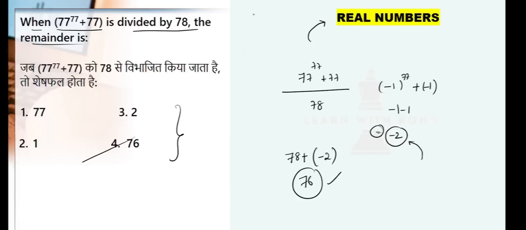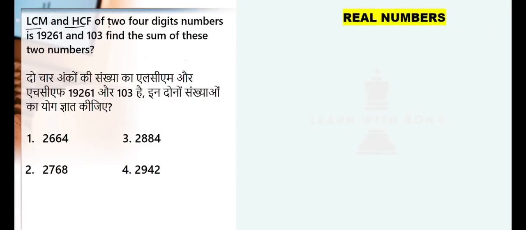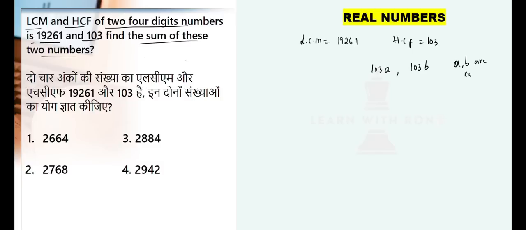Next question. See this one, LCM and HCF of two 4-digit numbers is 19261 and 103. So here they have given LCM value is 19261 and HCF value is 103. They asked us to find sum of these two numbers. Okay, see here, if they are given HCF value, we can say that one number is 103A and another number is 103B, where A comma B are co-primes. Okay, these are the two numbers. They asked us to find sum of these two numbers.